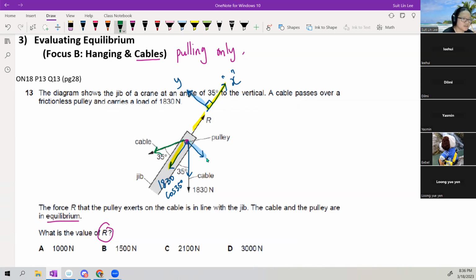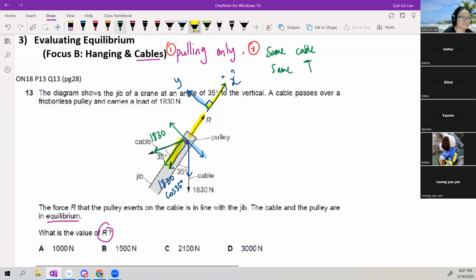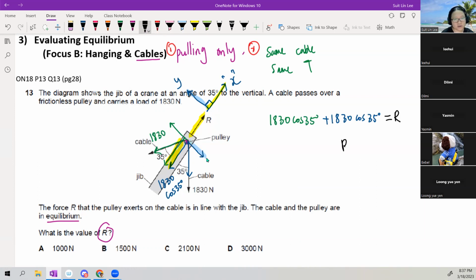The funny thing is this other cable will also have the same tension, 1830. Same cable in the same system, same tension. So the first thing about tension is pulling only. Second thing, same cable, same tension. So right now, I just take all the forces that are parallel and equate them. The green one will be 1830 cos 35. The blue one is also 1830 cos 35. They will both balance R, so you can find your R.